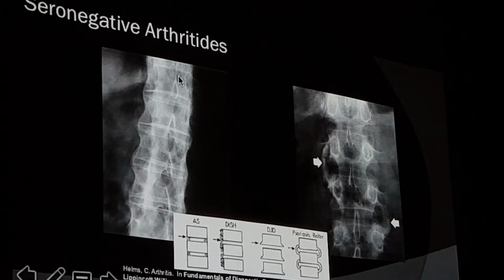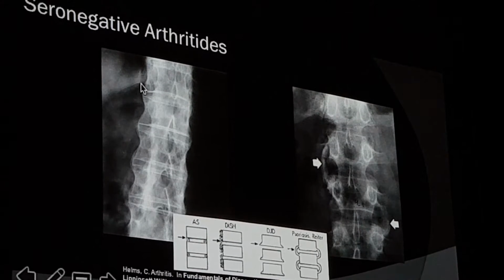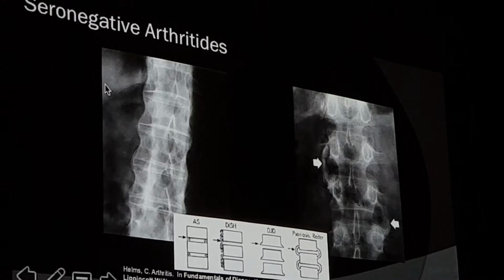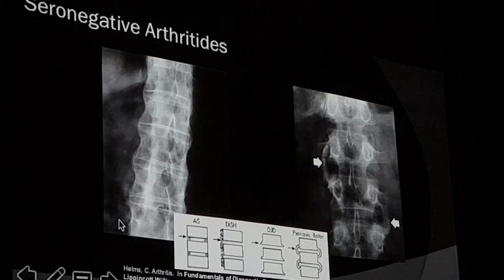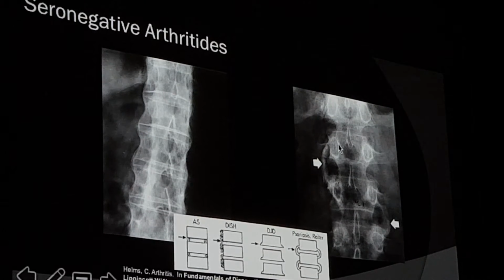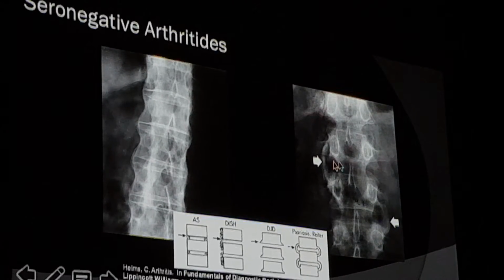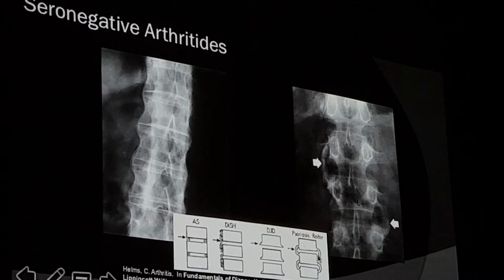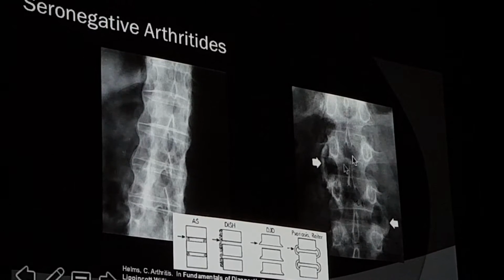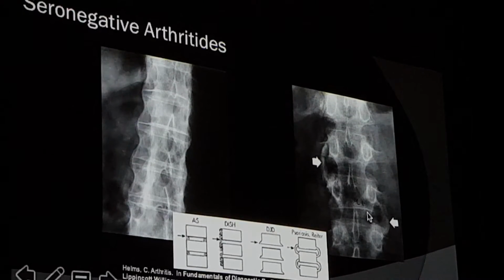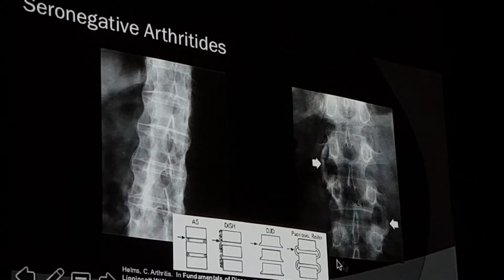So this is an example of the bamboo spine of ankylosing spondylitis, and this one is where you have bridging ossification. That's typical for psoriasis or Reiter syndrome involving the spine.